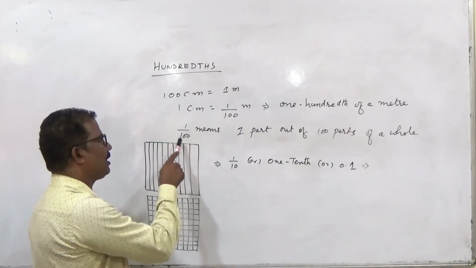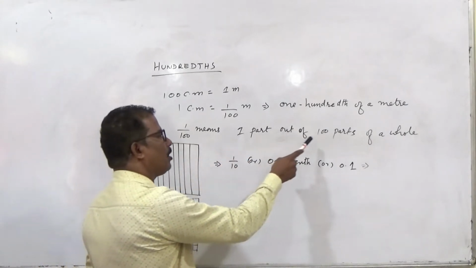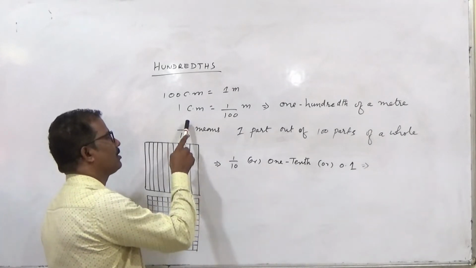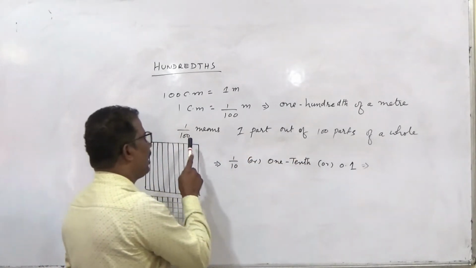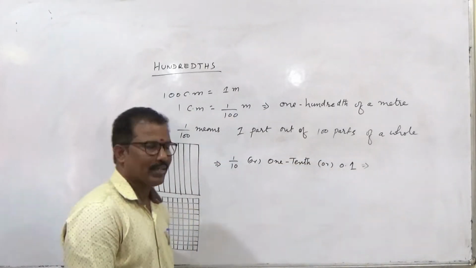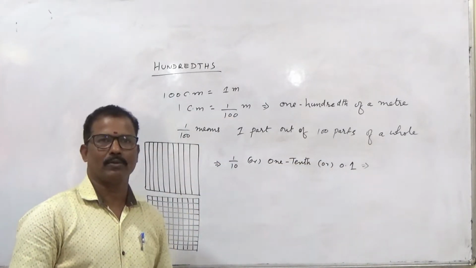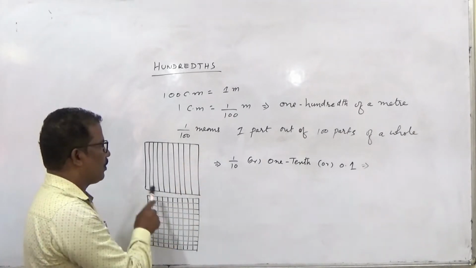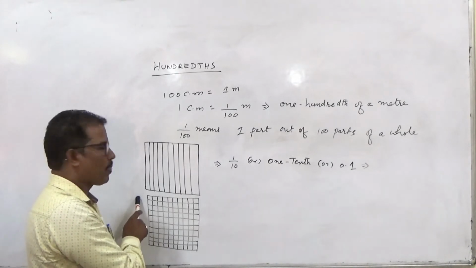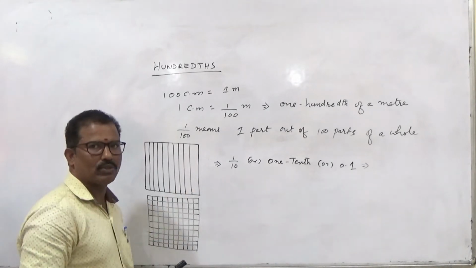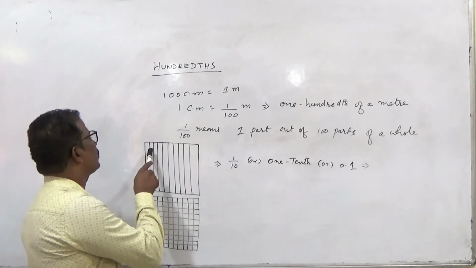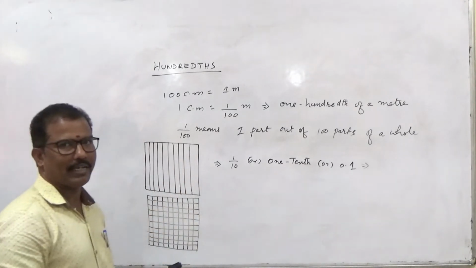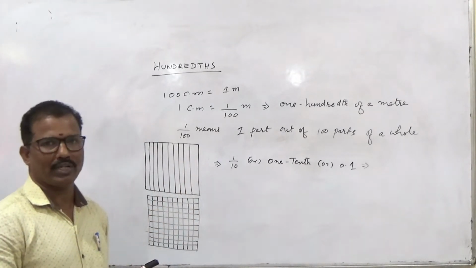Now 1 by 100 means 1 part out of 100 parts of a whole. This thing I am going to explain by drawing a diagram. See, in this square I have drawn here, the square is now divided into 10 equal parts. See, 1, 2, 3, 4, 5, 6, 7, 8, 9, 10. There are 10 equal parts. The whole square is divided.